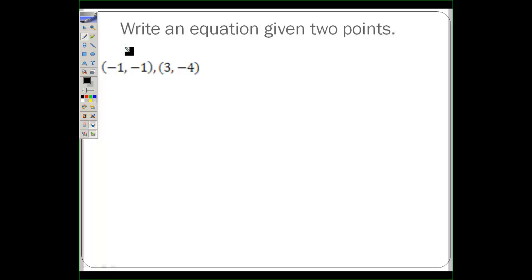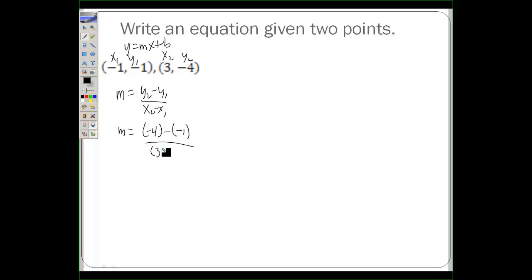Let's say one more time we want the equation of a line y equals mx plus b. The first thing that's easiest to find is the slope. So let's find that first. I'm going to label my first x and y and my second x and y. I'm going to say, okay, my slope is equal to -4 minus -1 over 3 minus -1. So my slope is equal to -3 over 4. My slope is -3/4. So I'm halfway done.